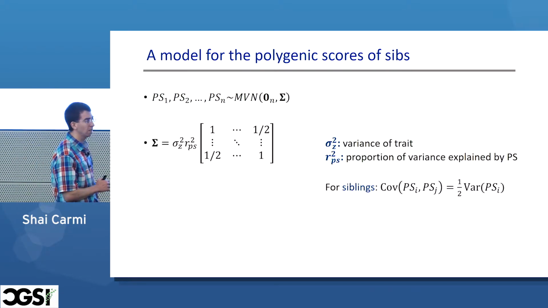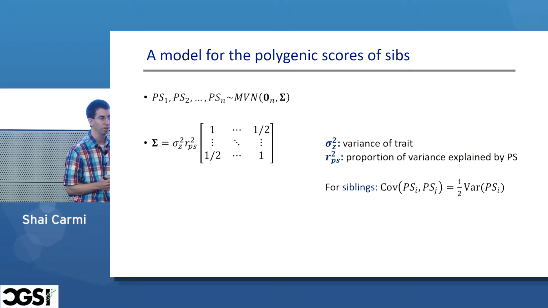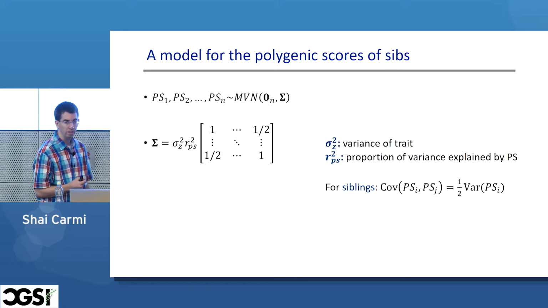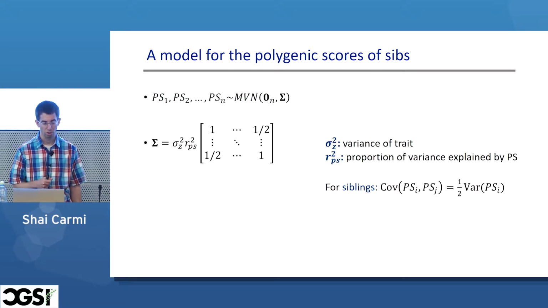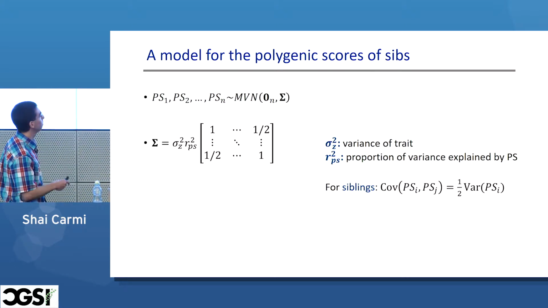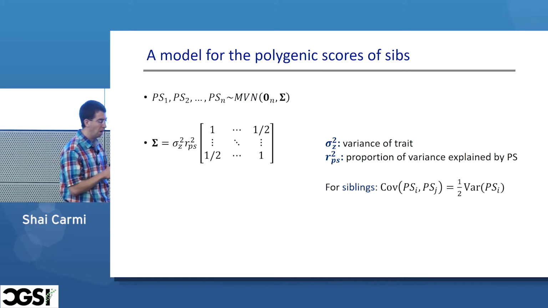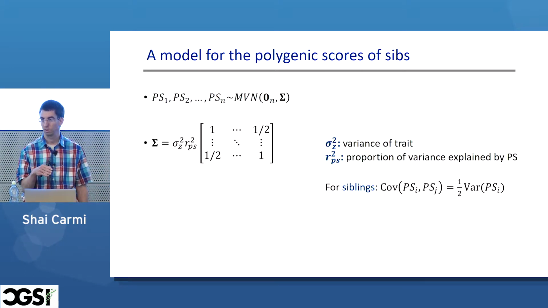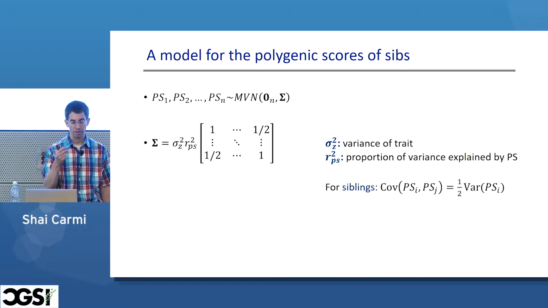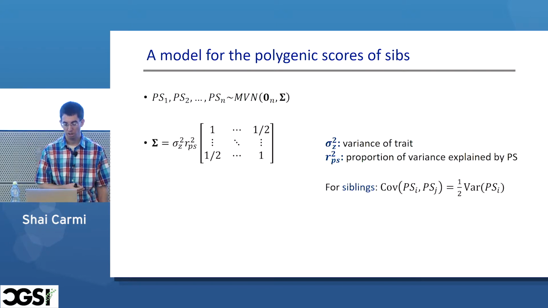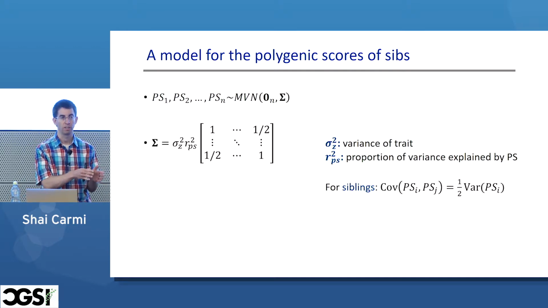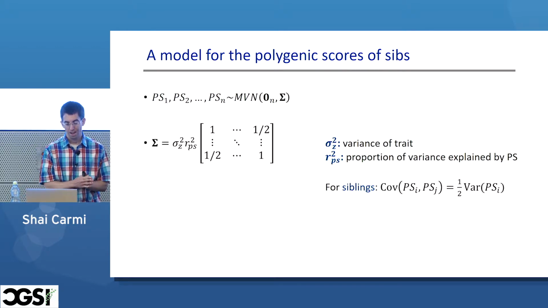Sigma z squared is the variance of the trait, okay? And R_PS squared is the proportion of variance explained by the polygenic score. So this term multiplies all the elements in the matrix, and then on the diagonal we have ones. It makes sense because this is the variance of the polygenic score by definition, right? It's the variance of the trait times the proportion of the variance explained by the score.